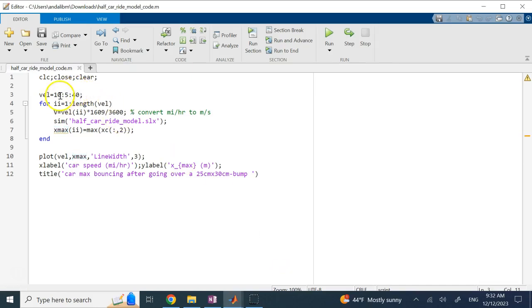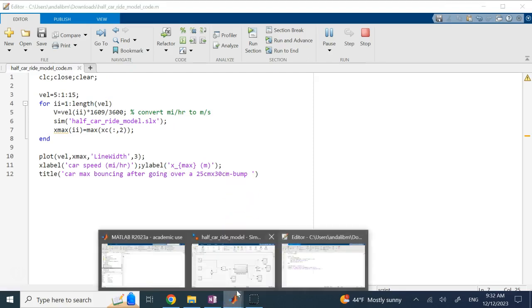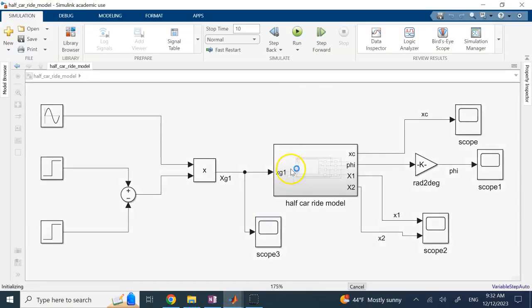Okay, so if you really want to model that, maybe you just want to go from 5 miles to, I don't know, 15 miles and go 1 mile at a time, and then look at that behavior. That might be a little bit more realistic than going from 10 to 40. At 40, I highly doubt you can keep contact with a bump of 25 centimeters height. Okay, so again, I'm gonna post both of these M file and the Simulink under the video description.